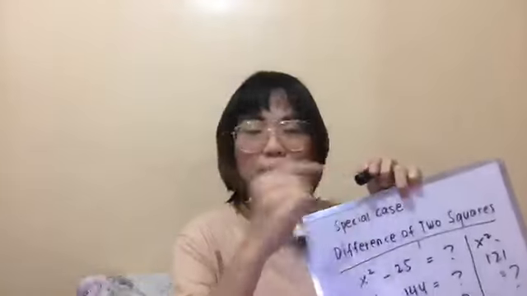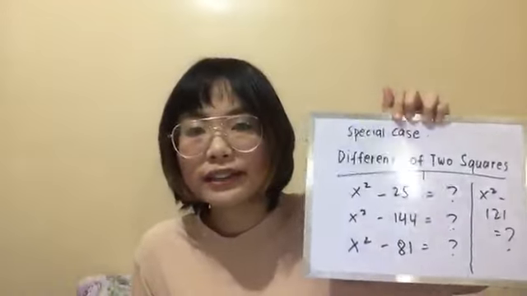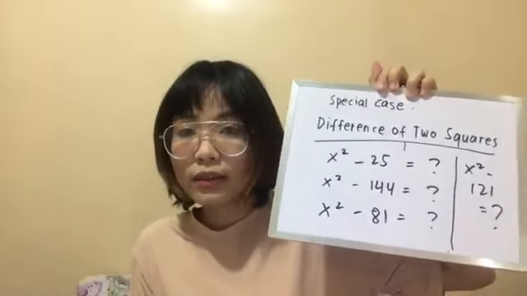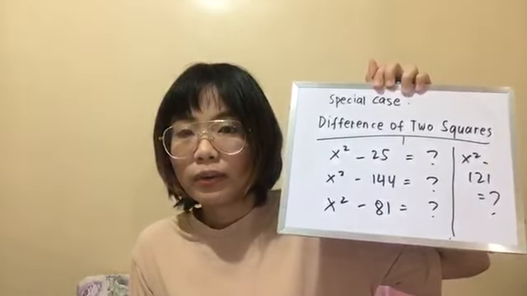Okay, so let's try. I will be giving her some problems while I talk with you guys. So let me just think of some problems. I will be giving her 4 problems. So I'll be giving her x squared minus 25, factor; x squared minus 144, factor; x squared minus 81, factor; and x squared minus 121, factor.